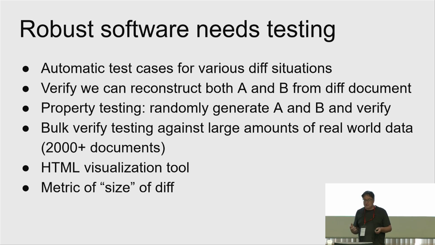We implemented property testing, like randomly generating documents A and B, some kind of tree, and then checking that the property still holds, being able to reconstruct. We had a lot of test data, and we did bulk verify testing against that to check whether it's working.